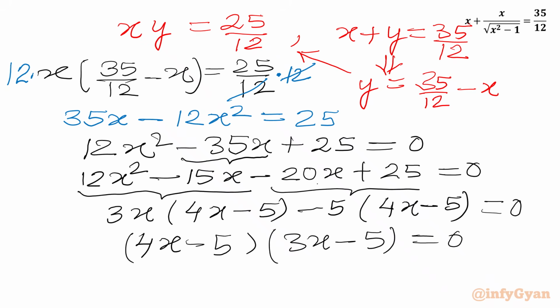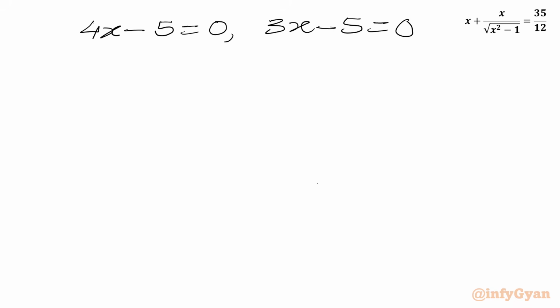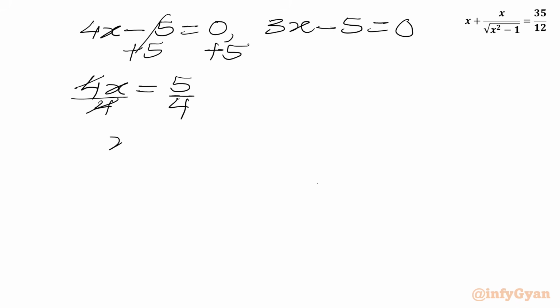Using the product 0 rule, we will write two equations, either 4x minus 5 equal to 0 or 3x minus 5 equal to 0. Now we will add 5 to both sides. So we will cancel plus and minus 5 from LHS. So 4x will become 5. Now we have to divide by 4 on both sides. So our first real solution would be x equal to 5 over 4.